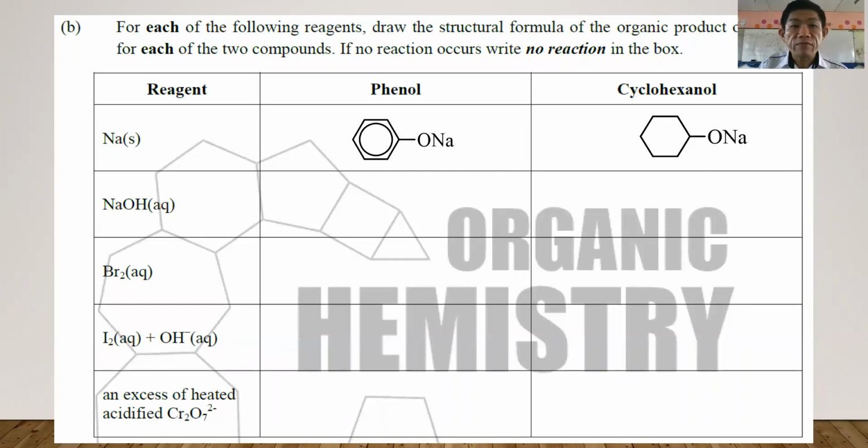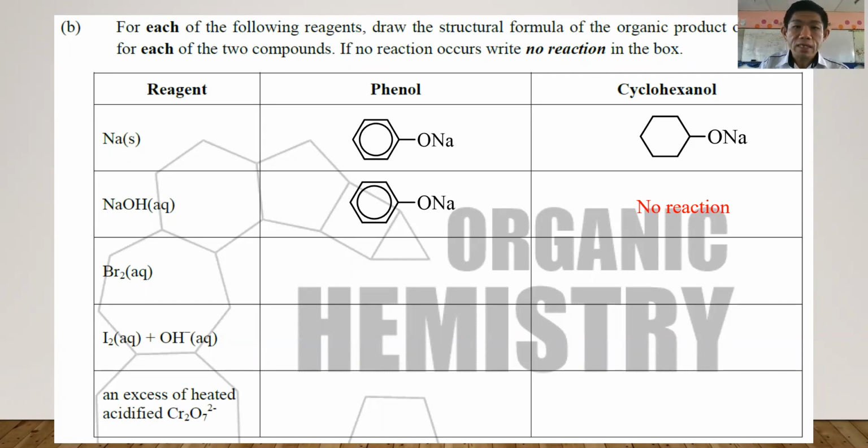Number 2, sodium hydroxide. So which one will react, which one will not? So it seems that phenol can react with sodium hydroxide, while cyclohexanol shows no reaction towards the sodium hydroxide. Third one is bromine water.